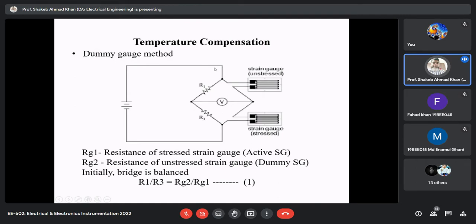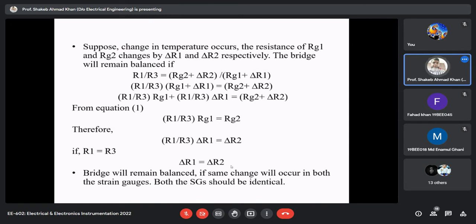Or your bridge, if it is unbalanced, then it will remain unbalanced to that value only, which means your output voltage will remain the same. This will occur only when the change that takes place in both the strain gauges' resistance is the same. It should be the same. That's what you can see. So in both conditions, your bridge will remain balanced.